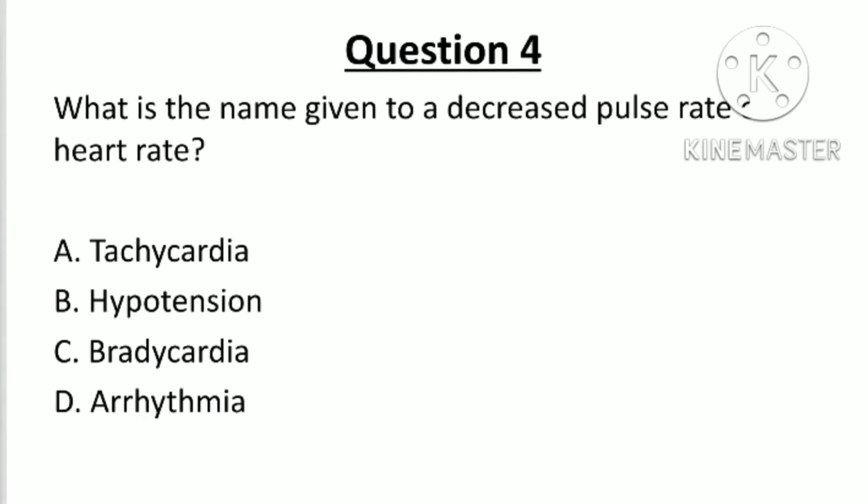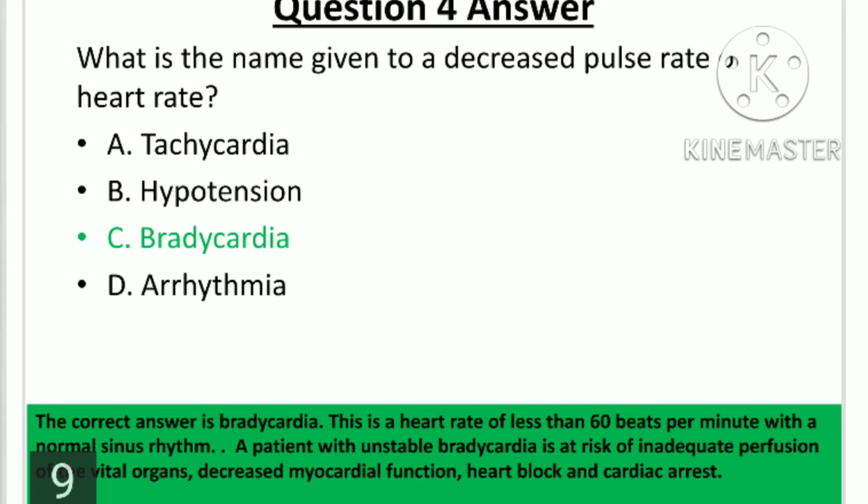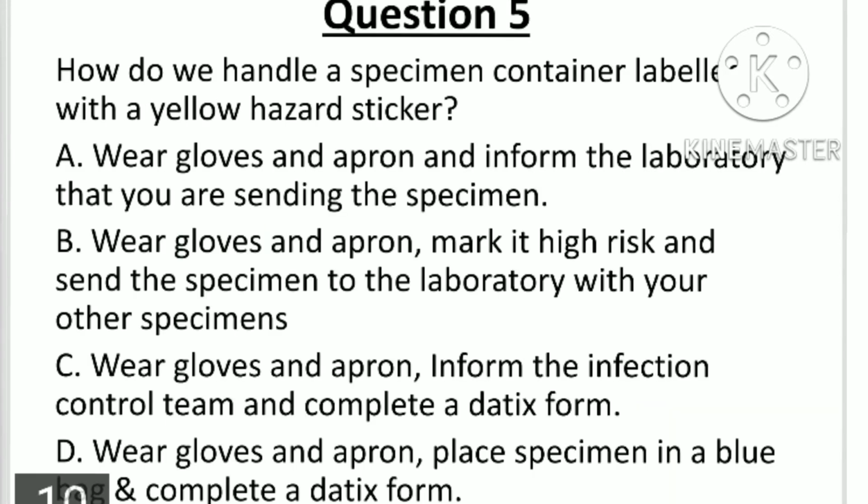The fourth question is also a simple question. What is the name given to a decreased pulse rate or heart rate? Tachycardia, hypotension, bradycardia, anti-arrhythmia. It is an easy one, so we all know that is bradycardia. Let's move on to the fifth question.